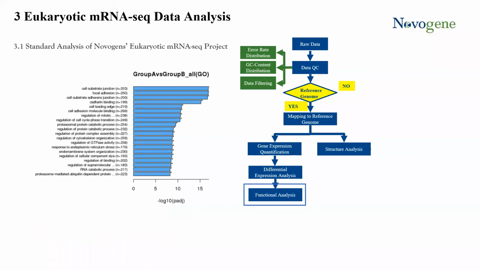Lastly, in our gene expression quantification portion of the analysis, we have the function analysis. The goal of this section is to find out which biological functions or pathways are statistically associated with differentially expressed genes. In this example, if you look at the figure, we can see that the cell-substrate junction is the most statistically different gene expression pattern when comparing group A with group B.